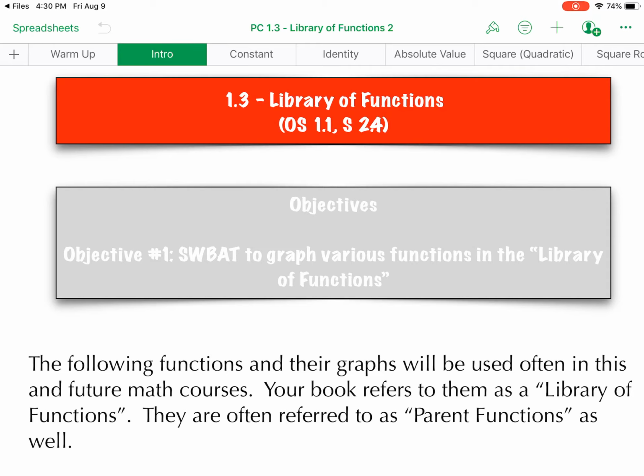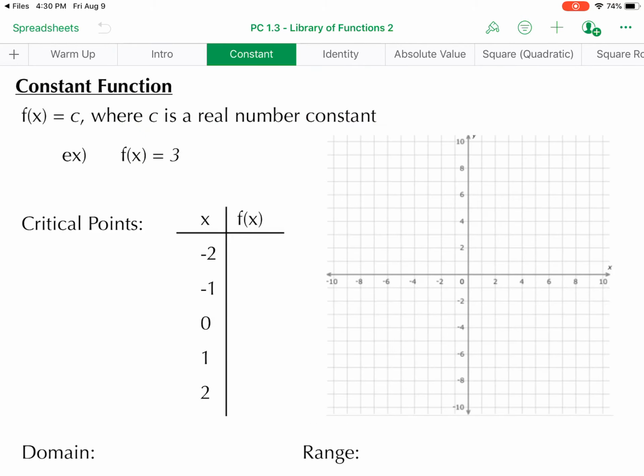Our book refers to them as the library functions, and I'm often going to refer to them also as parent functions. Okay? Understand that all of the functions that we put in our library, they all have what I like to refer to as critical points. Okay? And it's going to be crucial for you to learn the critical points associated with each type of function. Okay? Essentially, you want to have them memorized.